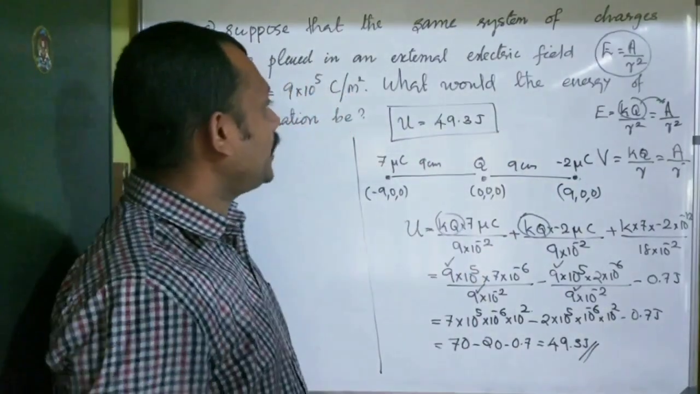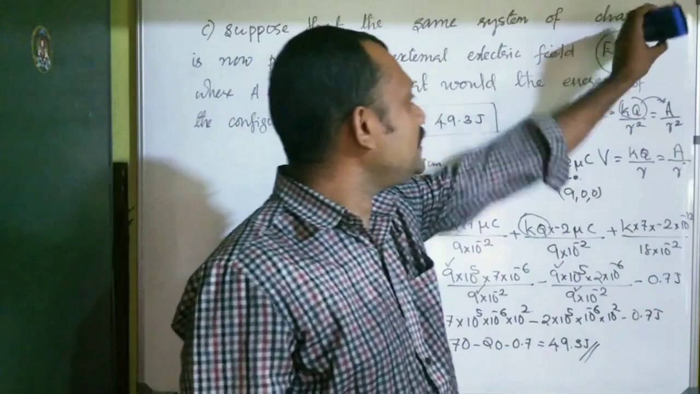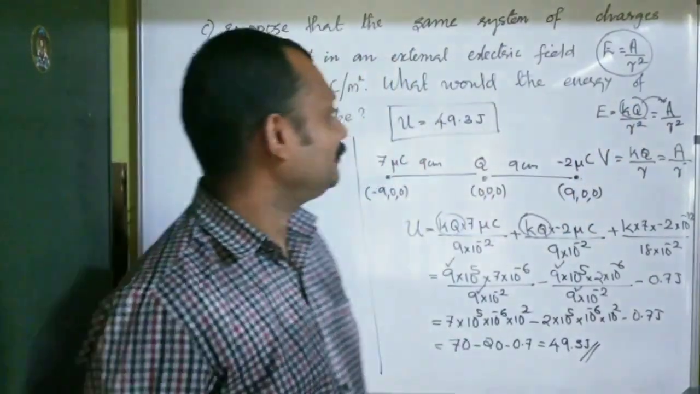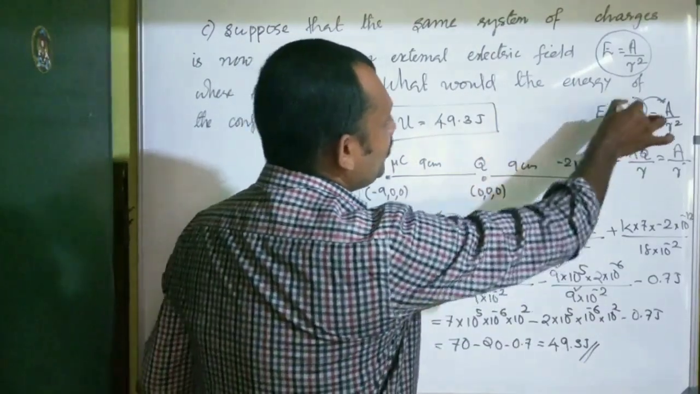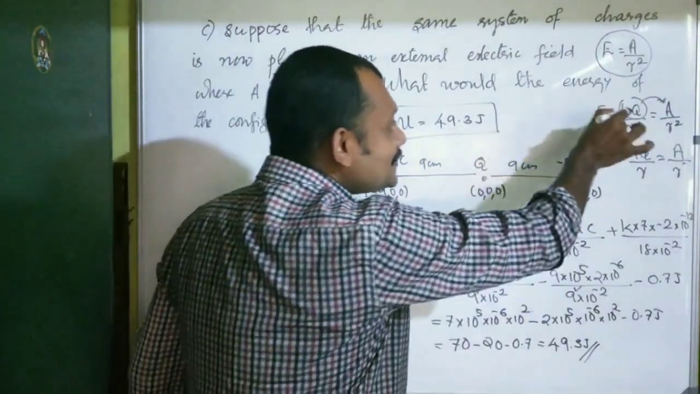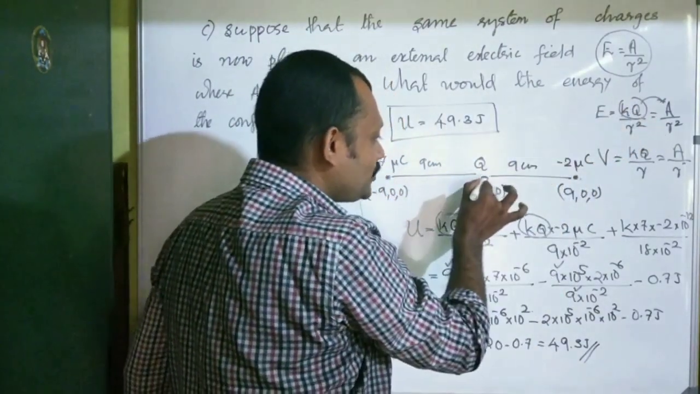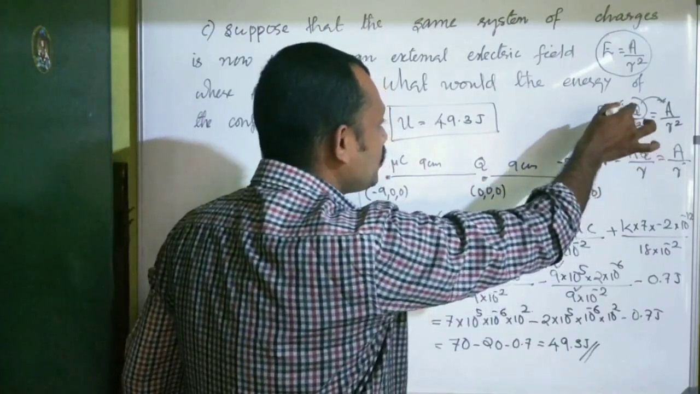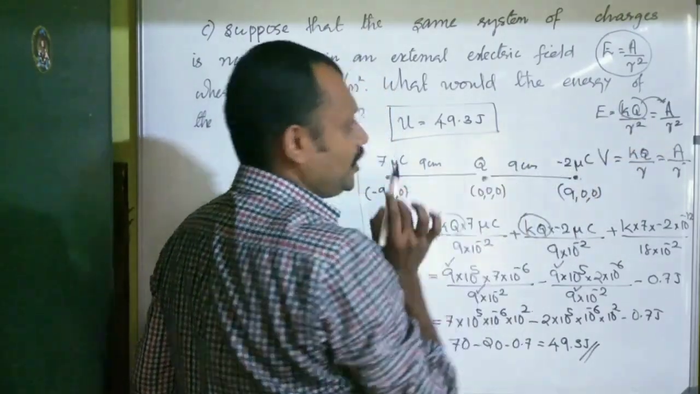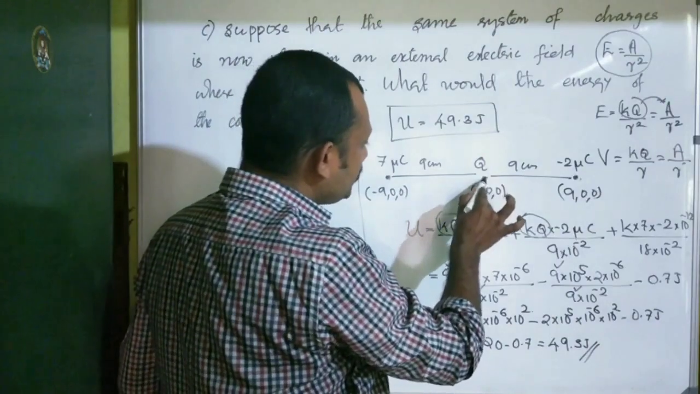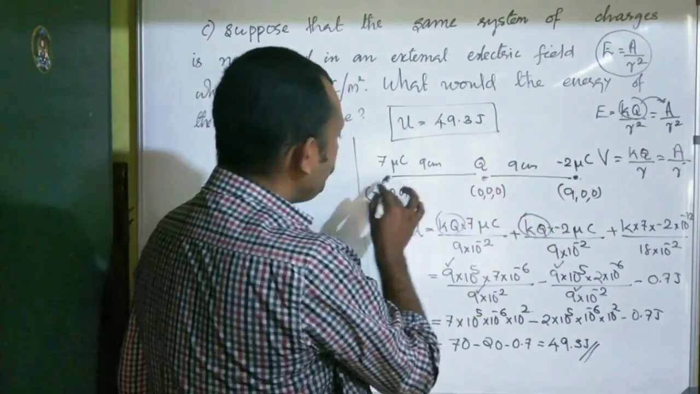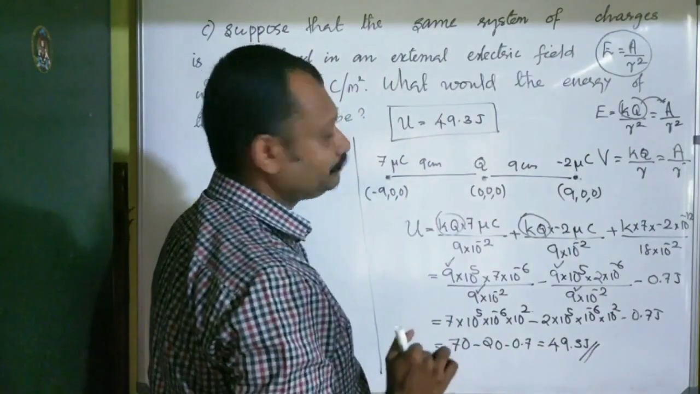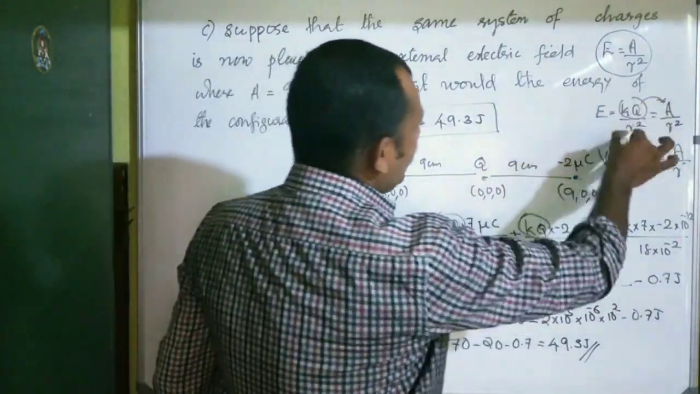Now what are things to look at? What is given is E is equal to A by R square. Now relating with the formula of the point charge, E is equal to KQ by R square. In this case the charge Q is placed at the origin. R is the distance of this point from the source charge. So I keep the charge Q at the origin of the coordinate system. R is the distance from this one.